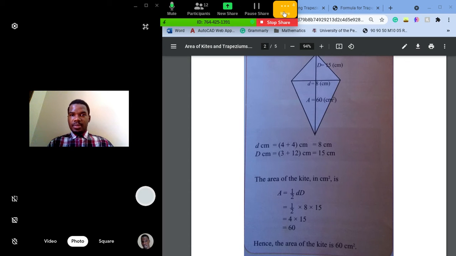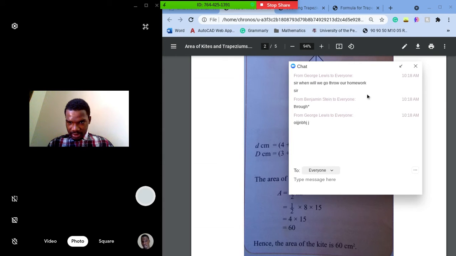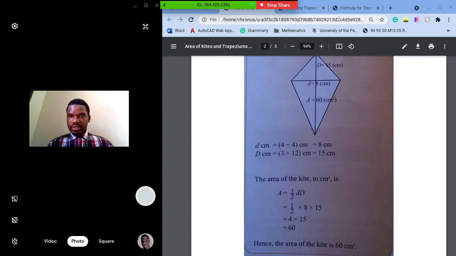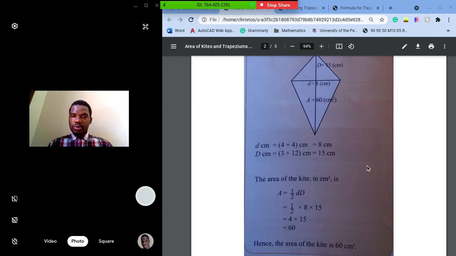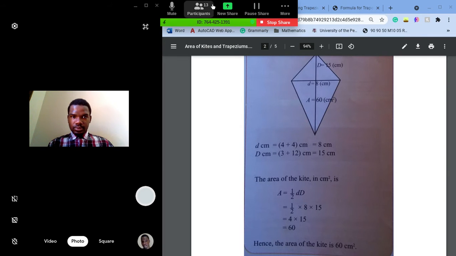Let me just check the comments section. Yes, sir. I was asking when we are going to go through our homework. The homework from yesterday, correct? Yes, sir. We're going to go through it after we finish going through what we were to do yesterday. So we're going to go through the homework in a few minutes. That homework is pretty manageable.